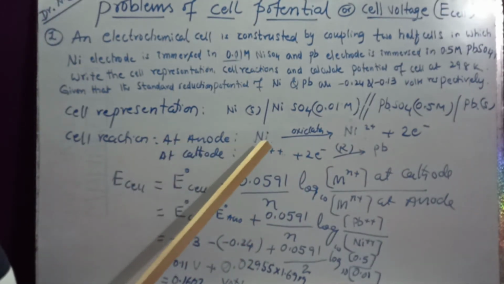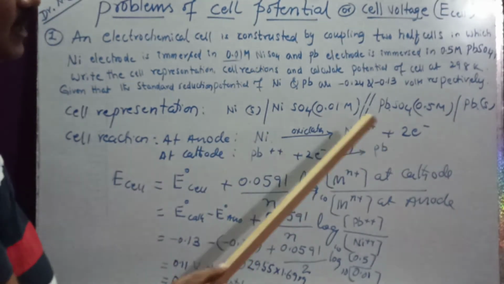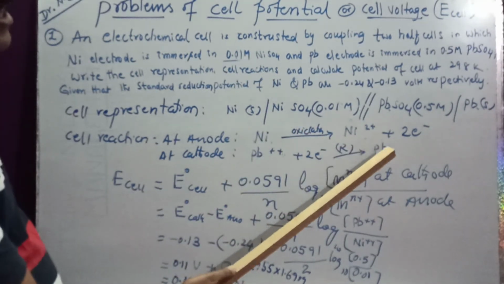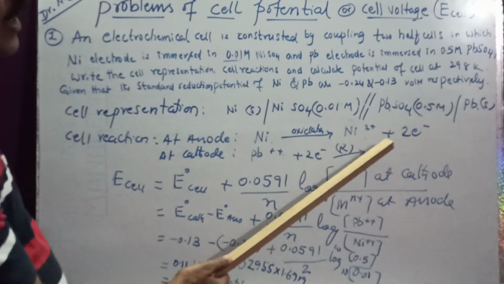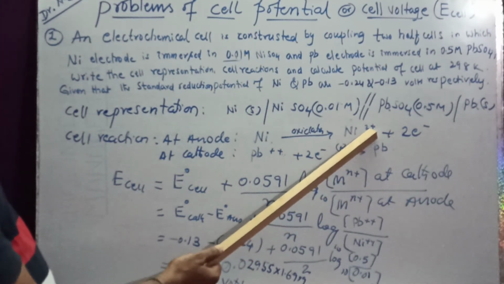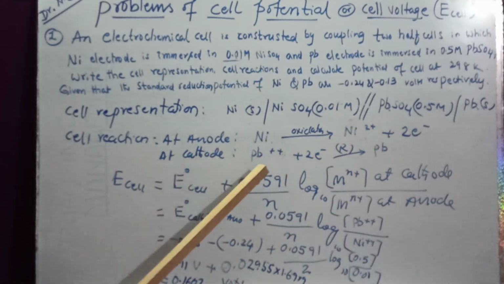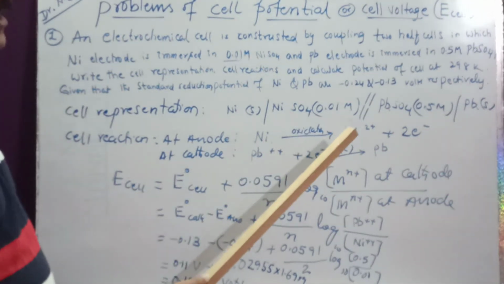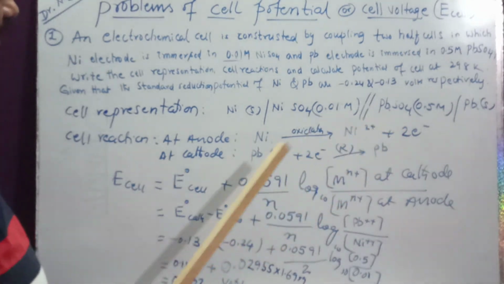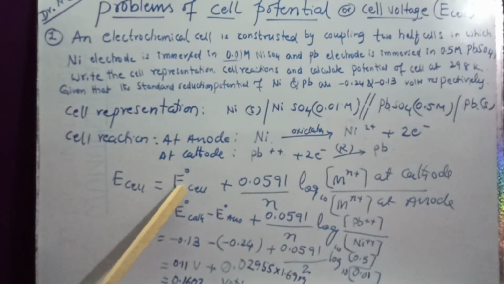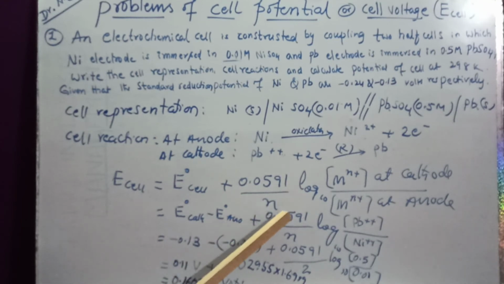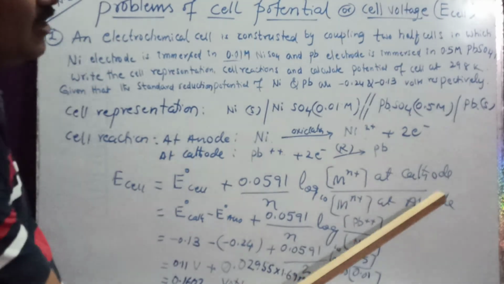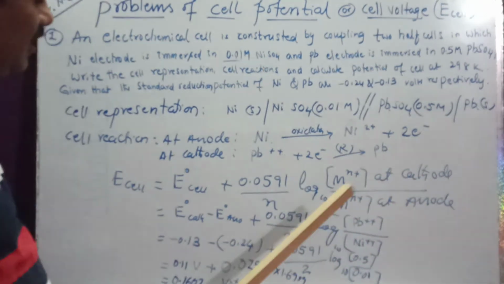Anode reaction. In the previous problem zinc undergoes oxidation, here nickel undergoes oxidation. Nickel atom undergoes oxidation and gives rise to Ni2+ and 2 electrons. This is also divalent. We will get 2 plus and 2 electrons. Cathode: lead 2 plus, that is divalent lead, accepts 2 electrons and is reduced to lead. Then E cell is equal to E naught cell plus 0.0591 divided by N log base 10 of metal ion concentration at cathode and metal ion concentration at anode.